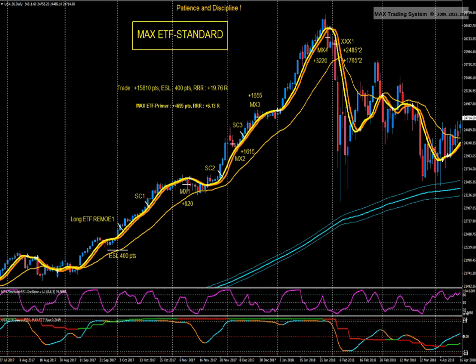So with the MAX ETF, either the Primer or the Standard level, we can trade, as you have seen, any instrument, Forex, indices, commodities, stocks also, and in any time frame.